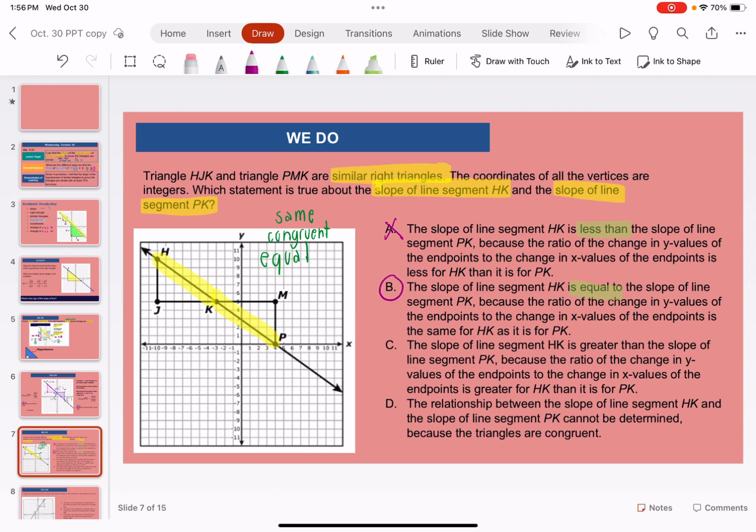Just to confirm, I'm going to read C and D really quickly to eliminate those answer choices. We have the slope of line segment HK is greater than the slope of line segment PK because the ratio of the change in Y values of the endpoints to the change in X values of the endpoints is greater for HK than it is for PK. We know that's not true. We know it's not greater. And lastly, D says the relationship between the slope of line segment HK and the slope of line segment PK cannot be determined because the triangles are congruent. So yes, the triangles look congruent, but the slope can be determined, right? So that's why it wasn't D.